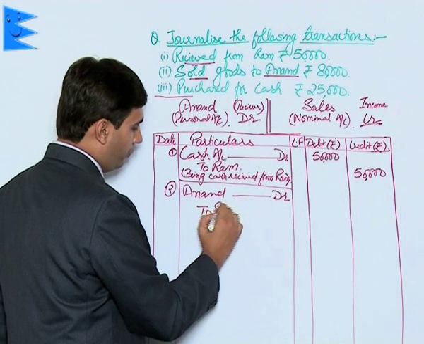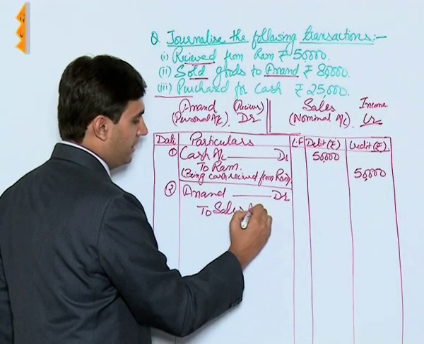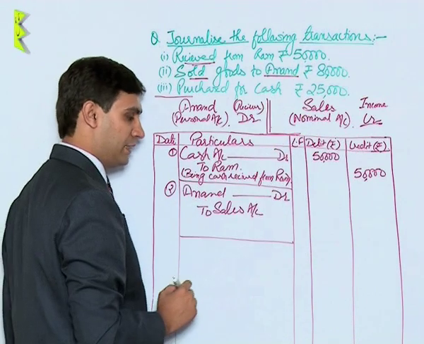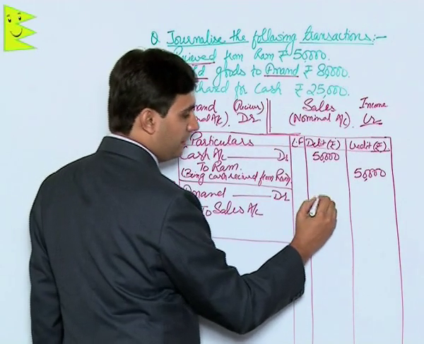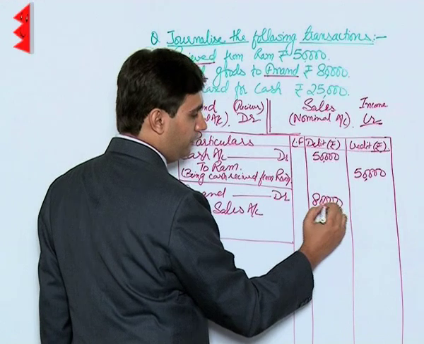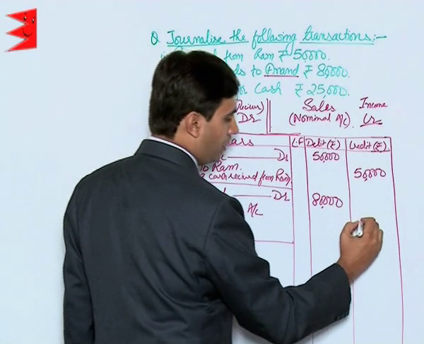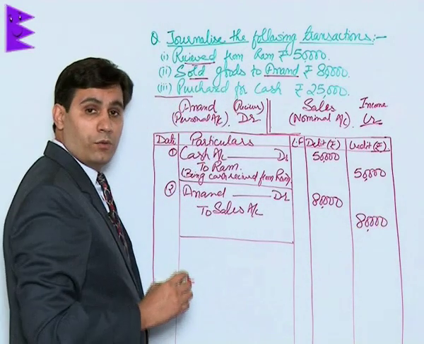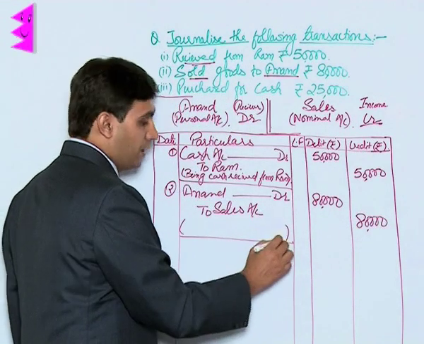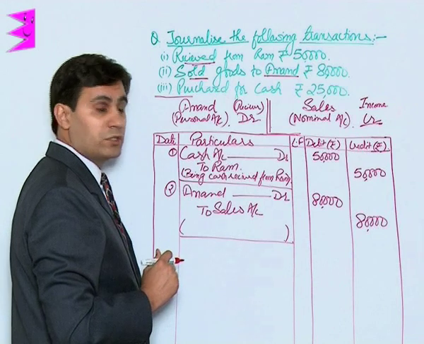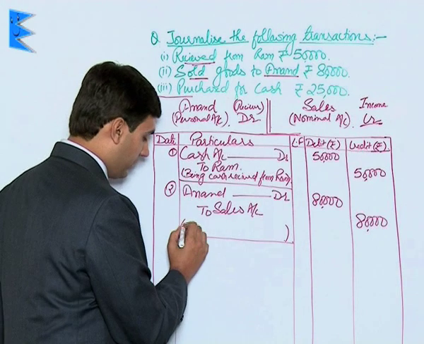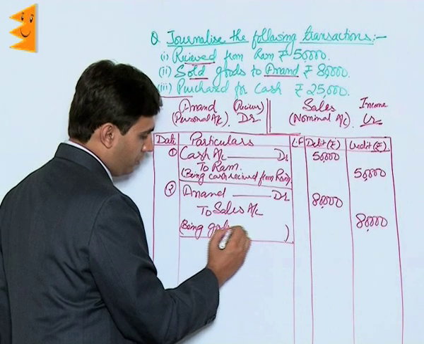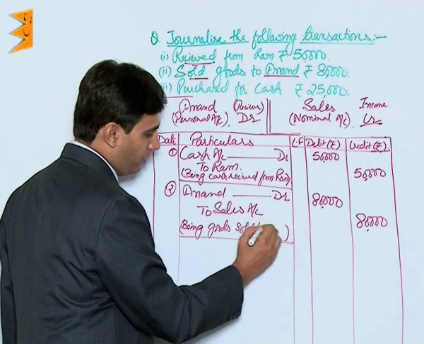This entry number second would appear as the debit amount account on the top, that is Anand debited to sales account, and the amount is 80,000. In front of Anand in the debit column 80,000 and in front of sales in the credit column 80,000. What about narration? This entry has been passed because goods have been sold to Anand. So we'll write being goods sold to Anand.